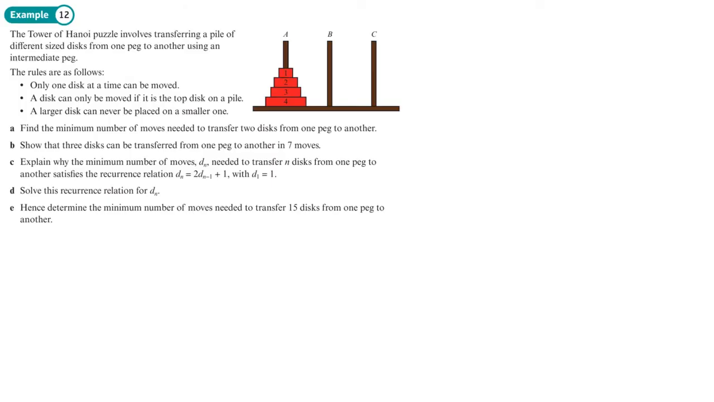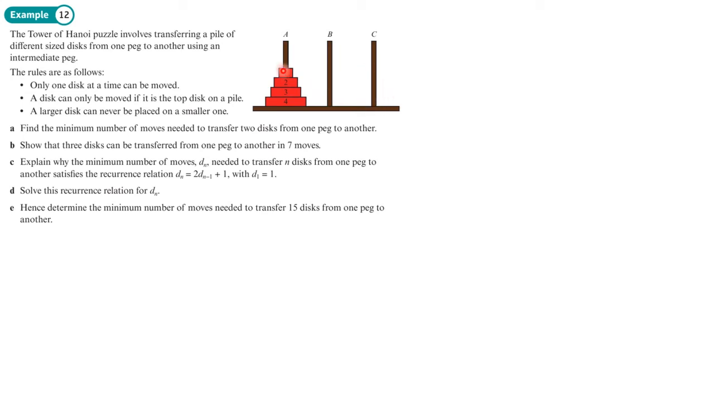Okay, this example here is about a puzzle called Towers of Hanoi. And basically the object of this puzzle is to move all the discs from one peg, so each one of these pegs, from one of these to another. Let's say peg B or peg C.